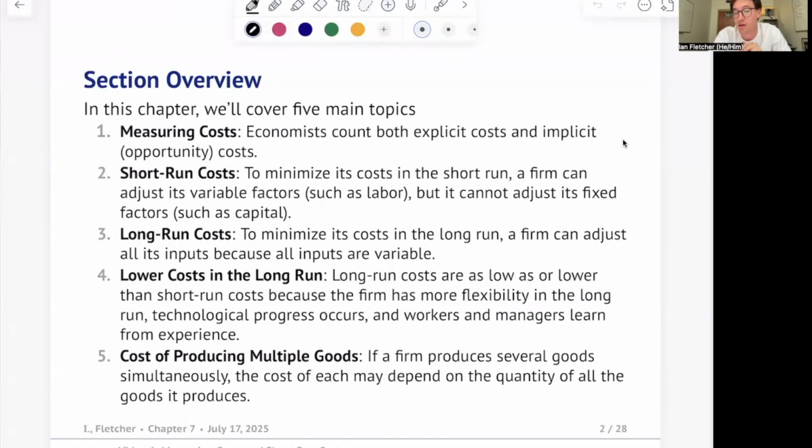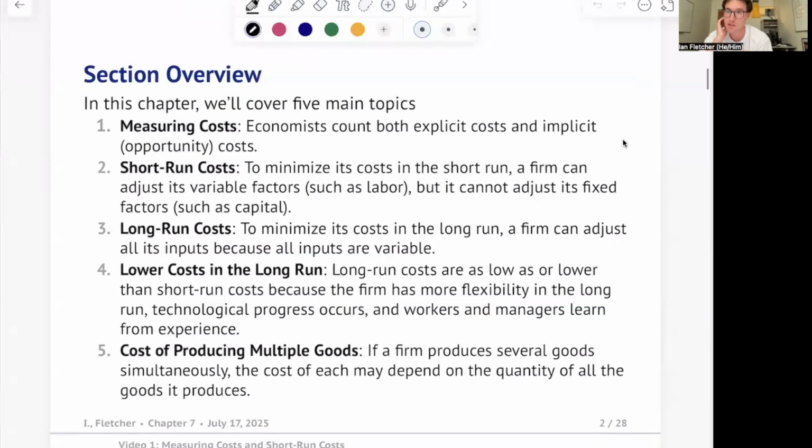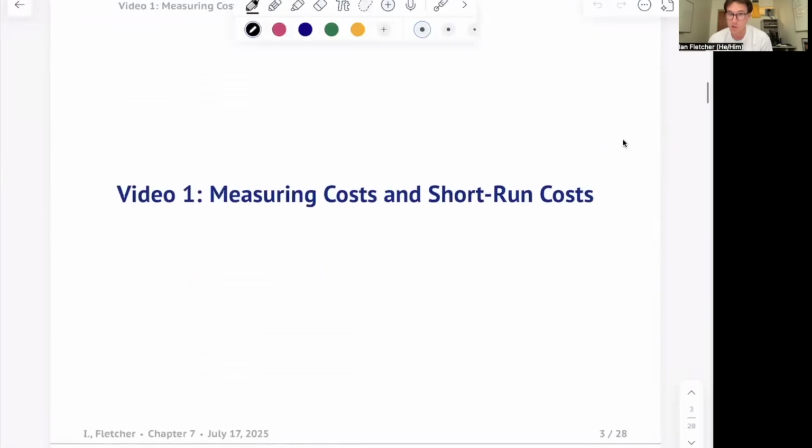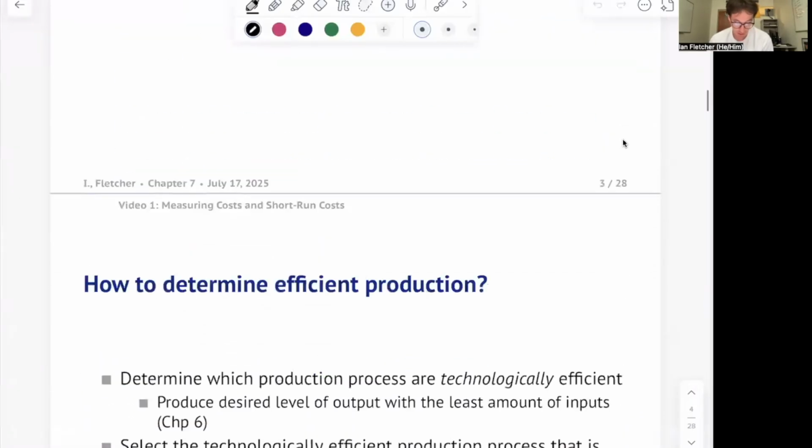And then we're also going to talk a little bit about the cost of producing multiple goods. If a firm produces several goods simultaneously, the cost of each may depend on the quantity of all the goods it produces. And so in this first video, we're just going to talk a little bit about short run costs. This first part is just going to be me rambling. We're going to get a little bit into the math towards the end of this video, but there's only going to be two. This one's going to be just short run costs, and then we're going to talk about long run costs on the next one. So, video one: measuring costs and short run costs.